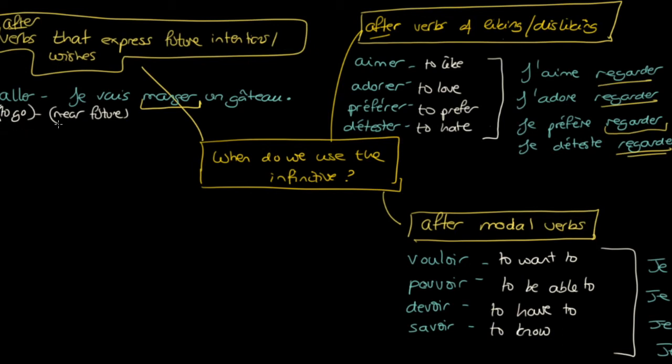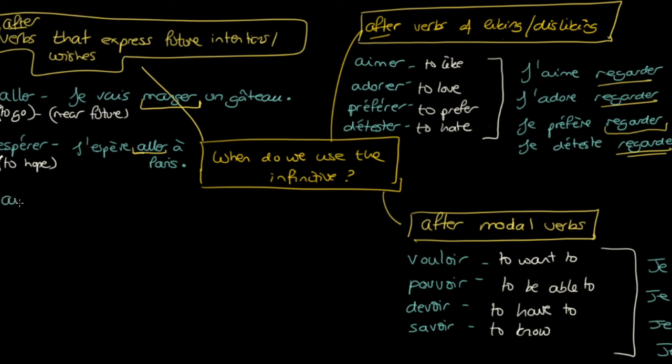Okay. Other ones we could use then are espérer, which is to hope. I hope. So you could say j'espère aller à Paris. I hope to go to Paris, expressing a wish, isn't it? I hope to go. You wish you could go to Paris.